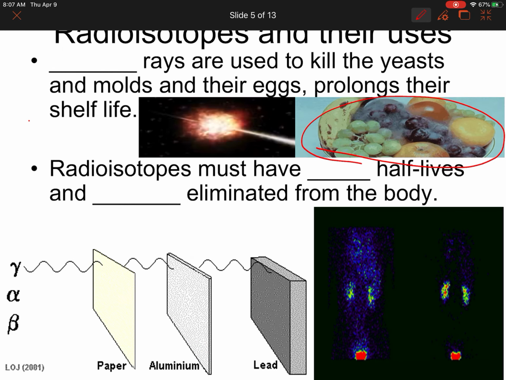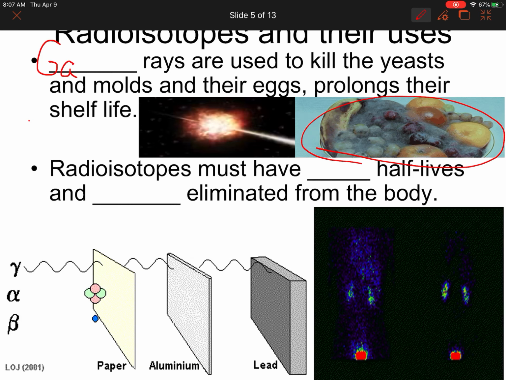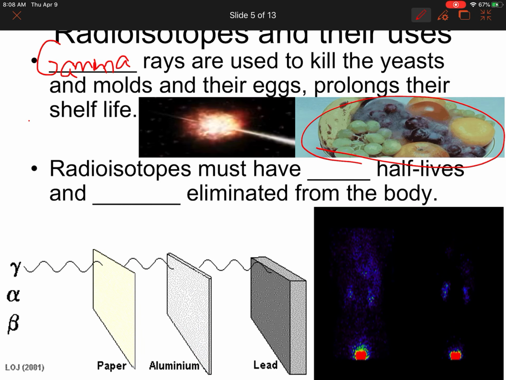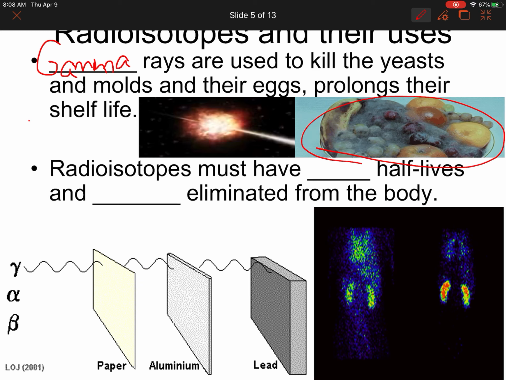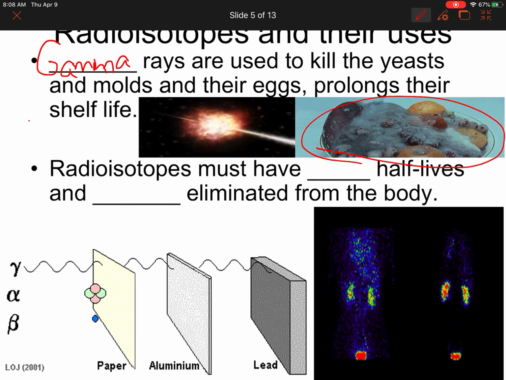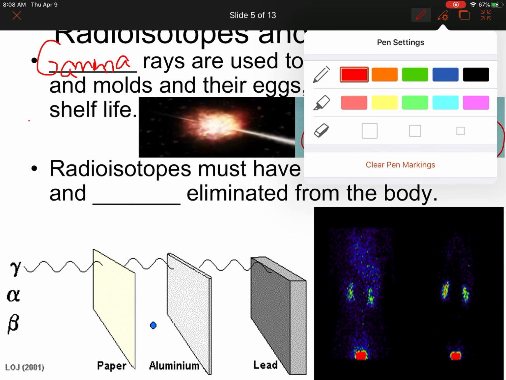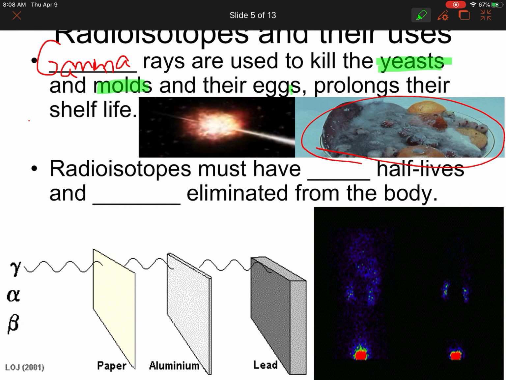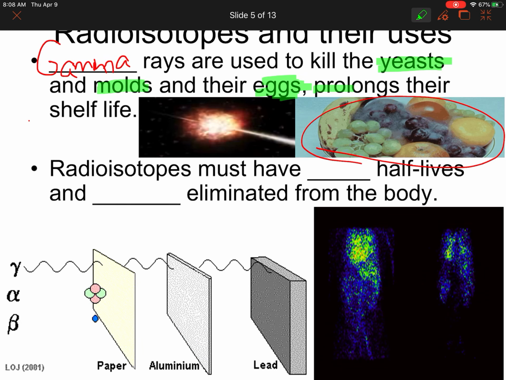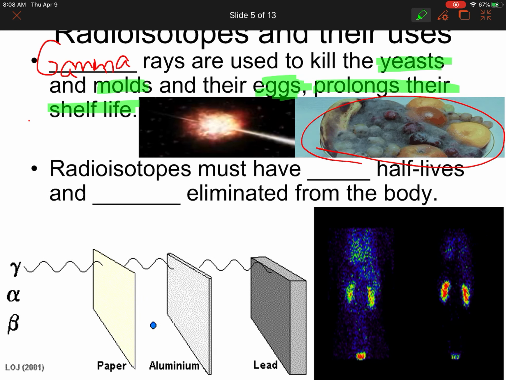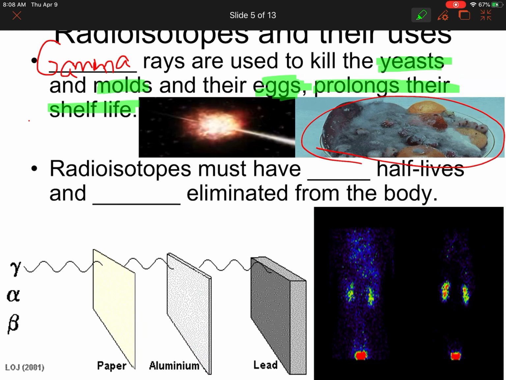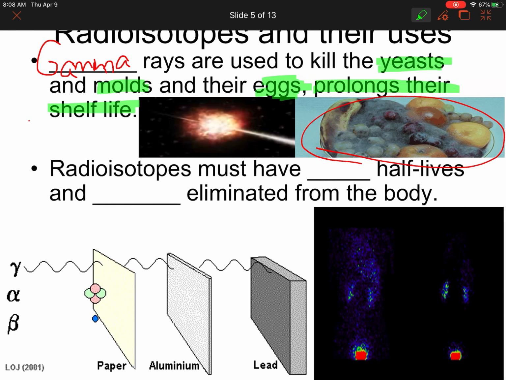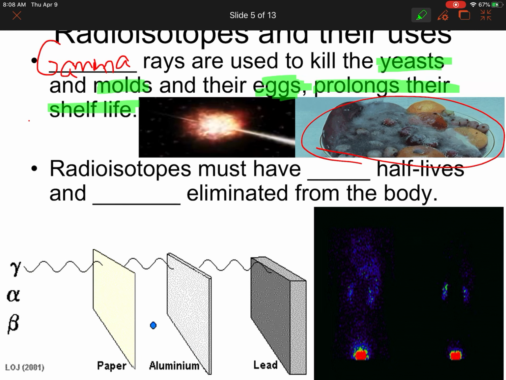So what they could do is simply add a gamma ray. Remember we learned gamma rays are the most dangerous of them all? Those are the high-energy wavelengths. But they can be used in a positive way because gamma rays can kill yeast and molds and the eggs of insects or whatever. So it prolongs the shelf life of food, makes food last longer. Okay? By the way, if you irradiate your food, food does not turn radioactive. Okay. So let's move on.